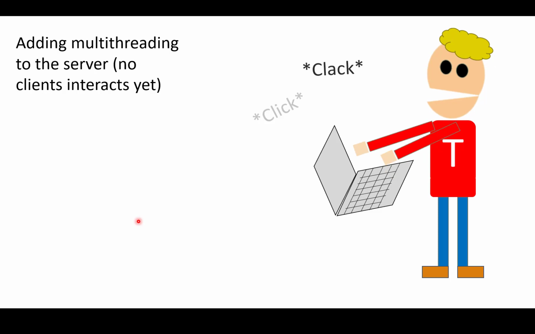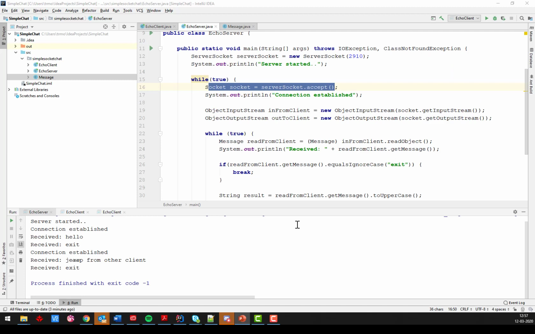So let's move on to next part of the example. We will add multi-threading to the server. Now at some point I need the clients to sort of interact. When one client sends a message, the server should send that message to all clients, but we won't do that yet. We'll take it one step at a time. So multi-threading on the server side, that's the next step. So let's see how that goes.